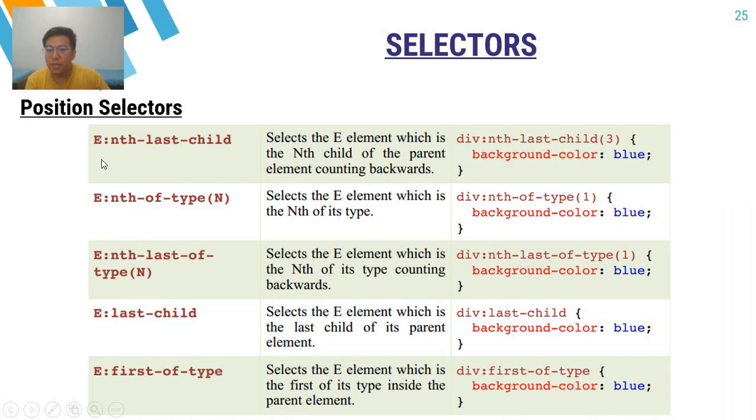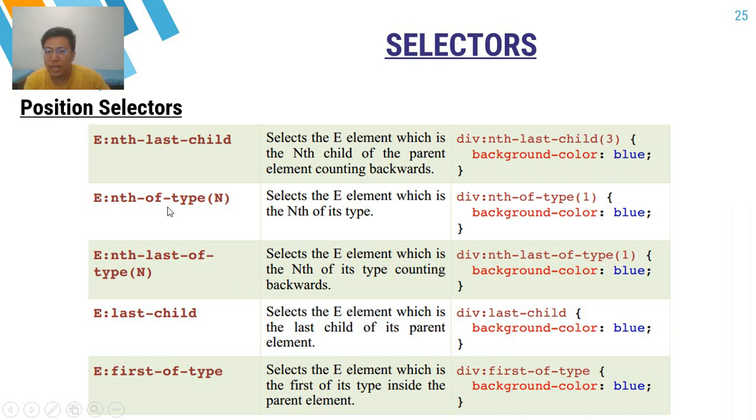Next, we have E:nth-last-child(n). It selects the E element which is the nth child of the parent element, counting backwards. So here, we have div:nth-last-child(3). It means the third child from the end of that particular element will have a background color blue.